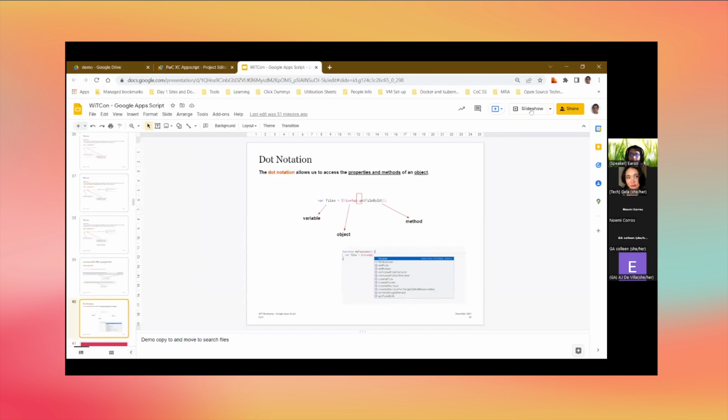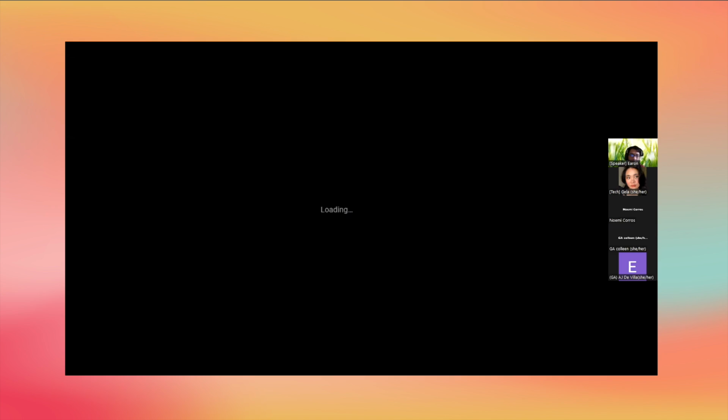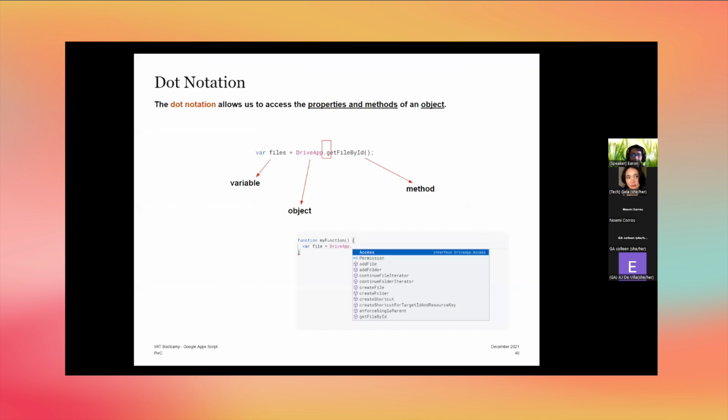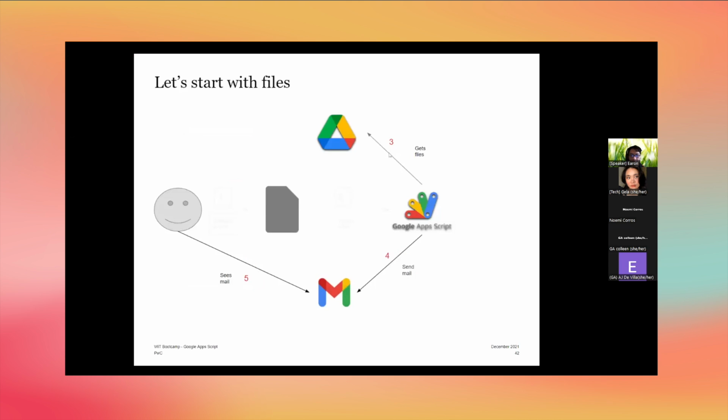Okay. So that's how we handled the Google Drive part of the application. You can see here we already made the app script get files and have access to files in our Google Drive. Now let's do the second part of our whole application, which is sending emails. After we get the files, we'll send them to an email that we would like to access.